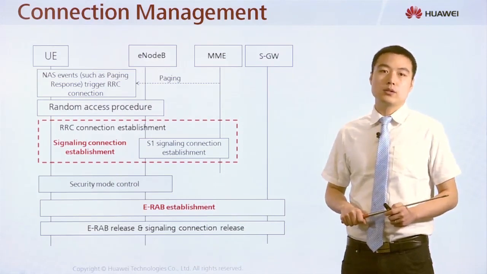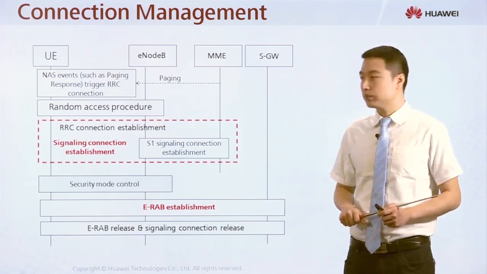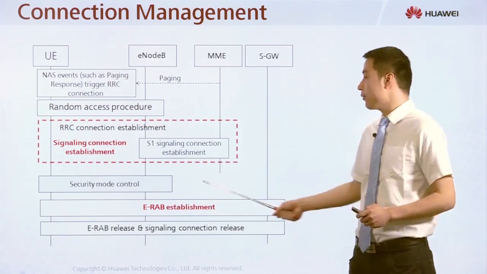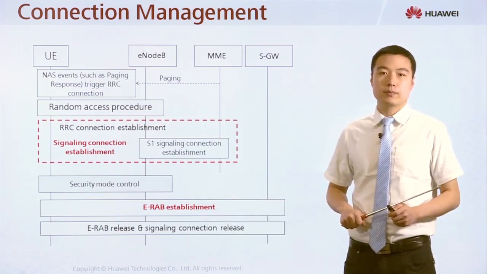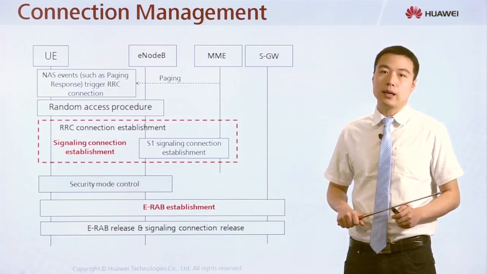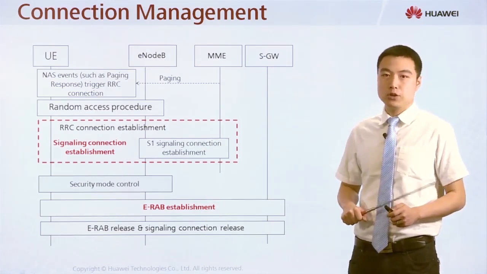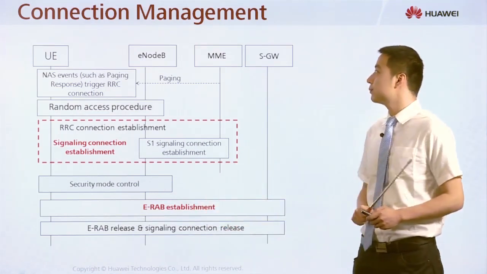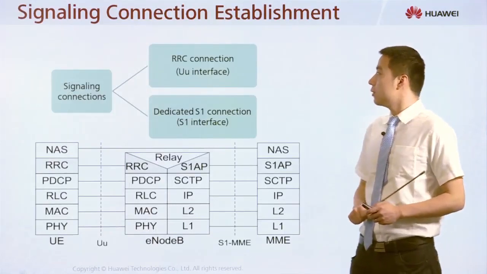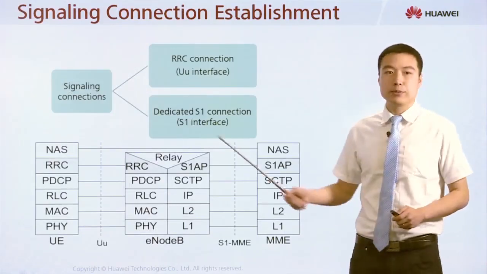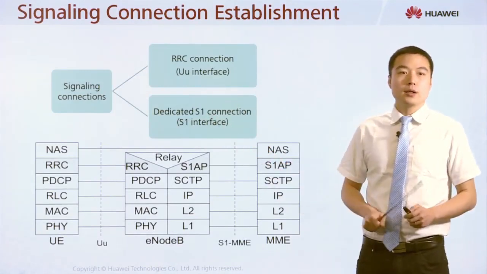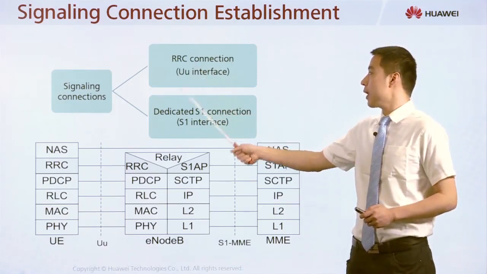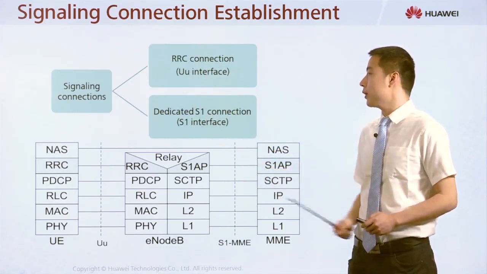ERAB setup is just like a services setup. ERAB establishment is actually the services establishment. After that, the UE can start the services, start the conversation or start the downloading. After the services are finished, we will have the ERAB release and the signaling connection release. This is the signaling connection establishment procedure we just mentioned. The signaling connection has two parts, the RRC connection in the Uu interface and the S1 connection in the S1 interface.